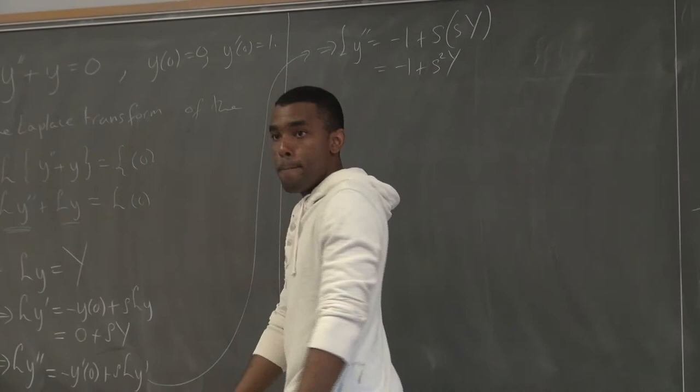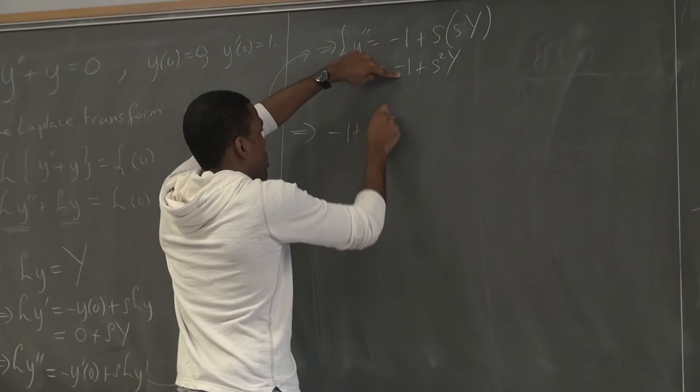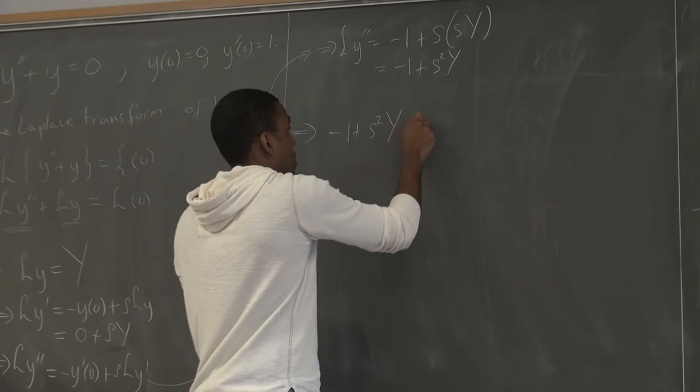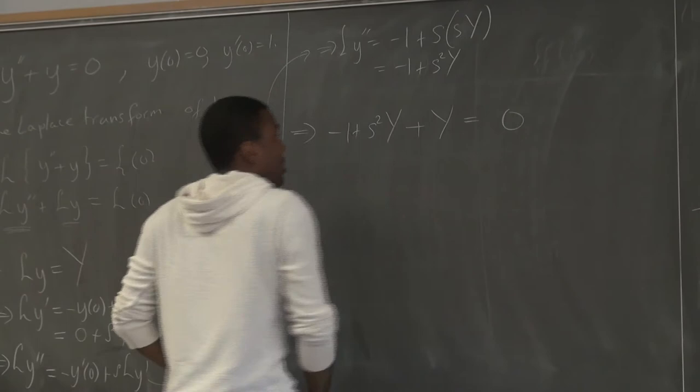Means I can plug this into the differential equation, right? Replace y double prime with this guy, and replace y with the Laplace transform of y, and replace 0 with, what's the Laplace transform of 0? It's 0, right? Because it's 0 over s. Okay, so that's going to be the equation.